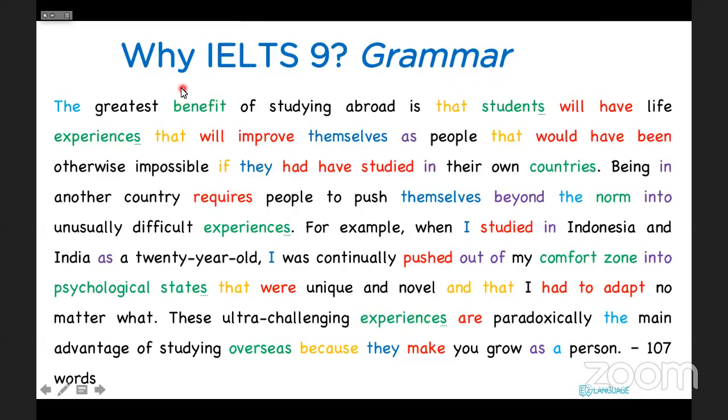Well, we've got green ones are nouns: benefit, experiences, plural, more than one experience, experiences, students, plural, countries, norm, comfort zone, experiences, overseas, psychological states. Get your singular and plural nouns correct. The benefit, the norm, the main advantage, a person. Get your articles right. Prepositions: as, in, beyond, in, into, in, out of, into, as.